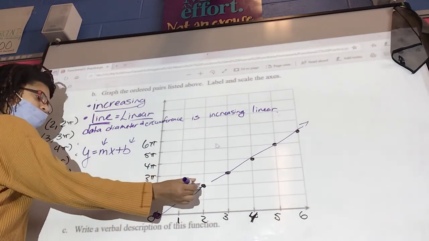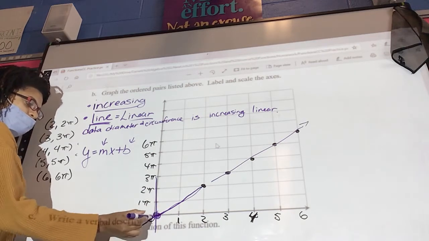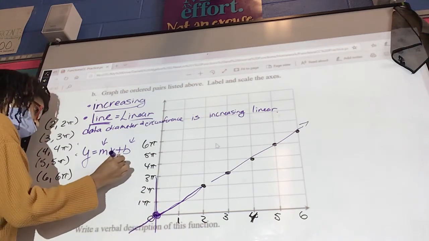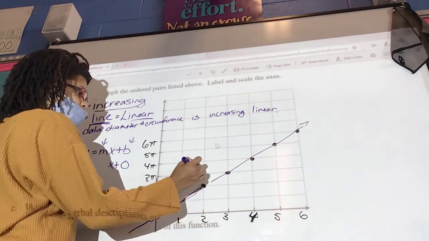Here's my line, and here's the y-axis. What number value do they cross at? Zero. Now we need our slope, rise over run.